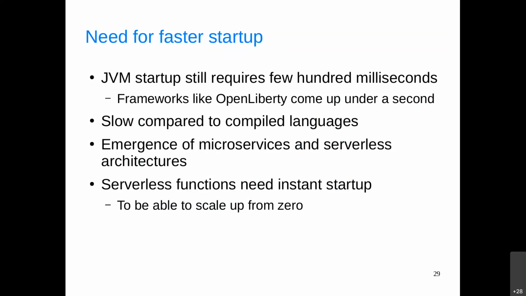And moreover, it has become apparent with the emergence of microservices and serverless functions that instant startup is very much needed, especially in serverless architectures, because they need the ability to scale down to zero, and then start up as many instances as required. And in such a scenario, if your application takes a considerable amount of time to start up, then the response time of your application is going to suffer.